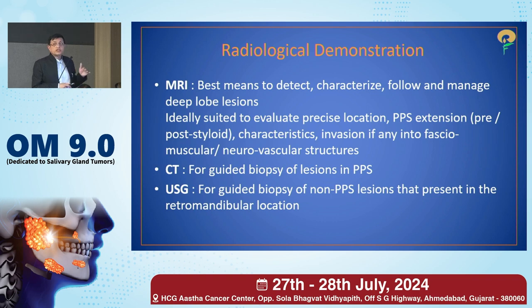Now, radiological demonstration. We've had some excellent talks yesterday by the radiologist. However, I think I just need to stress on only 3 areas. And MRI, it's MRI, MRI, MRI all the way for deep lobe. And it is the best means to detect, characterize, follow, and manage deep lobe lesions, ideally suited to evaluate the precise location, parapharyngeal space extension, whether pre or post styloid, characteristics, invasion, if any, into faciomuscular and neurovascular structures.